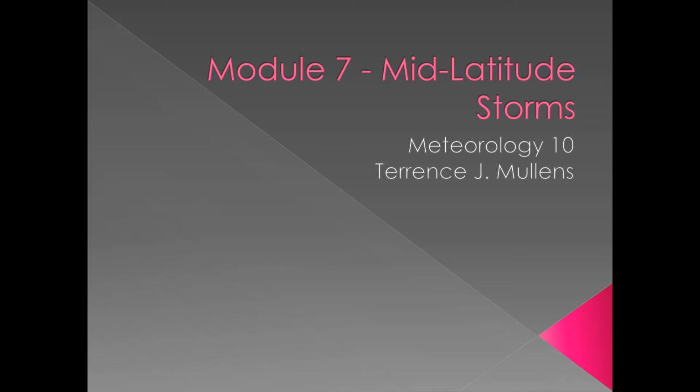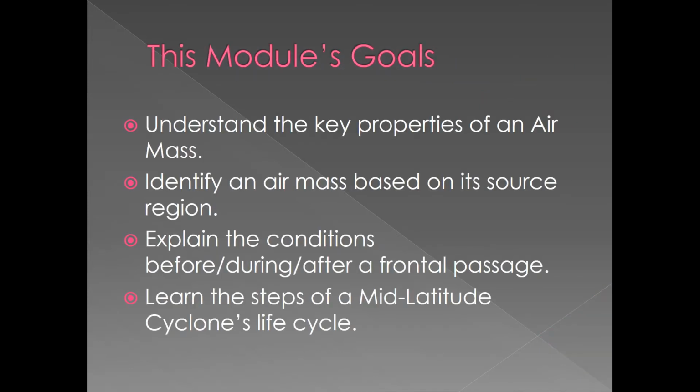The goals for this module are first to understand what an air mass is and the key properties of an air mass, being able to use those properties to determine the source region of an air mass and to be able to identify the air mass based on its source region. Then we're going to talk a little bit about fronts, how fronts work, and explain the conditions before, during, and after a frontal passage. And that's what this week's activity is going to focus on. And then finally, we're going to talk about what's called cyclogenesis, and really the life stage of a cyclone. So, a lot of interesting things to talk about this module, so let's jump in.